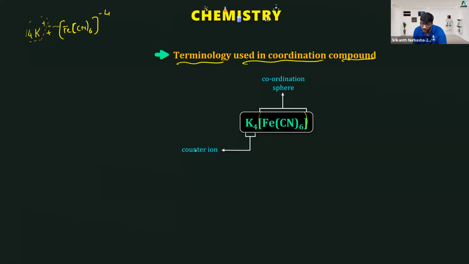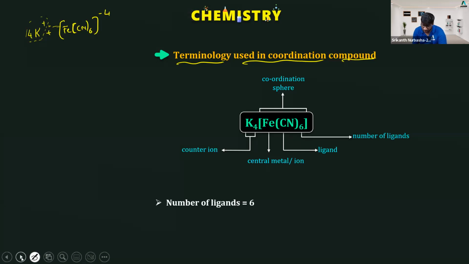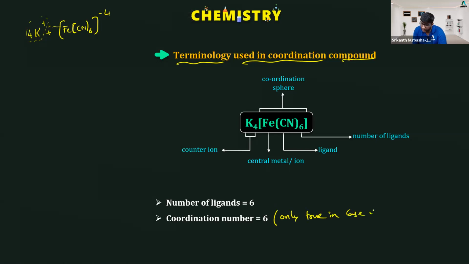What is this called? Counter ion. What about Fe? Fe is the central metal ion. What about CN? CN is the ligand. What about the 6 there? 6 is nothing but the number of ligands. Yes or no? Which is equal to the coordination number in this particular case, because CN- is a monodentate ligand. Number of ligands is equal to 6, and coordination number is equal to 6. This is only true in case of monodentate.